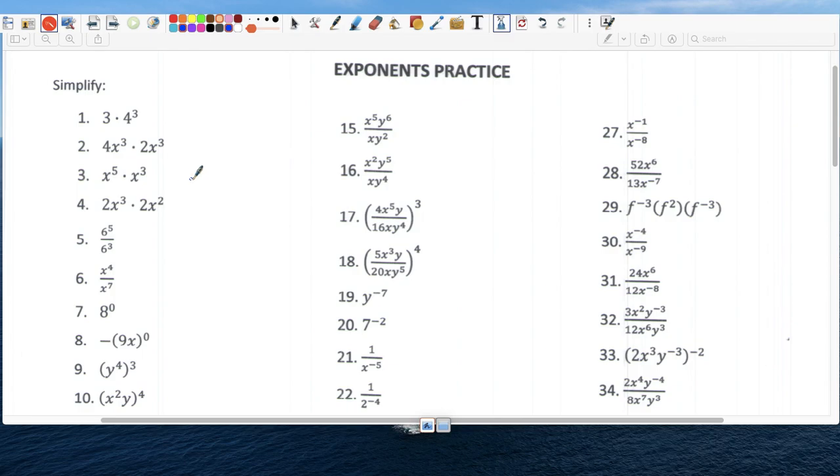Number 3, x to the 5th times x to the 3rd. Again, are the bases the same? Yes, they are, so we can keep the base and add the exponents, which eventually gives me x to the 8th power. I will expand it. X to the 5th is 1, 2, 3, 4, 5 x's being multiplied. X to the 3rd is 1, 2, 3. And what's x times x times x times x times x times x times x times x? Well, remember, exponents show repeated multiplication. So x multiplied by itself 8 times is the same thing as x to the 8th.